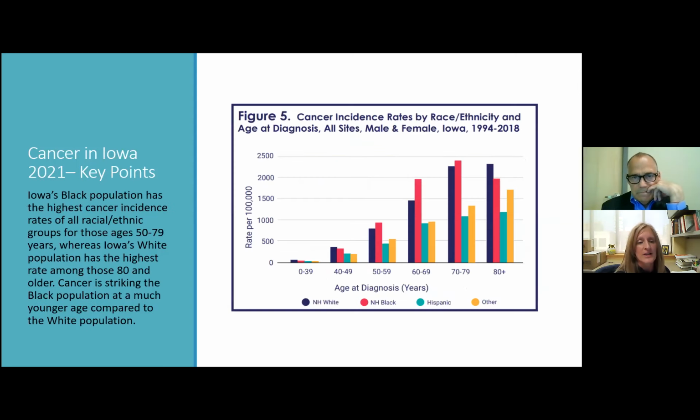Okay. The next point that I wanted to talk about was looking at the age distribution of the cancers. So this is 0 to 39 up through 80 plus. And what I just wanted to point out is that in the 40 to 49 age group, everything is fairly close. But when we start to get to the 50 to 59 through the 70 to 79, the Black population has the higher rates in those particular groupings. So they're being diagnosed with cancer at a younger age than the white population, where we see the 80 plus is the only grouping that has higher rates with the white population than the Black population. So cancer is striking the Black population at younger ages compared to the white population.